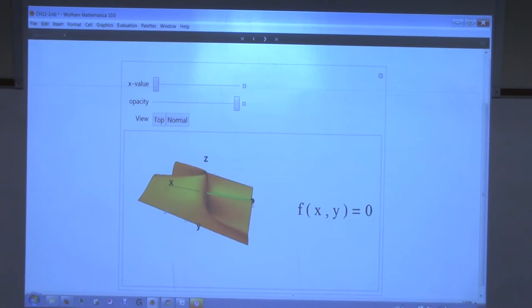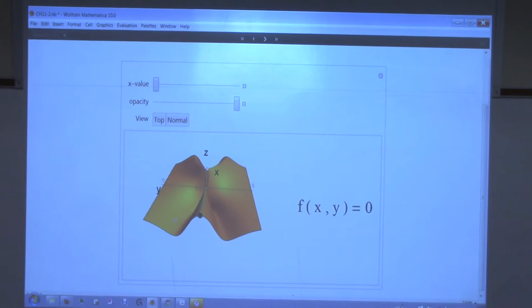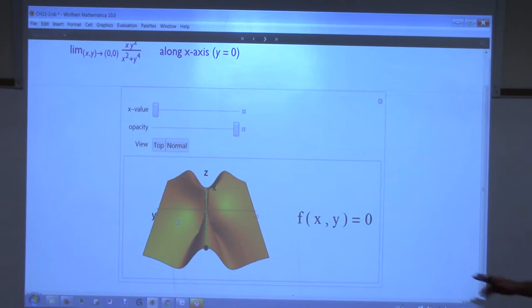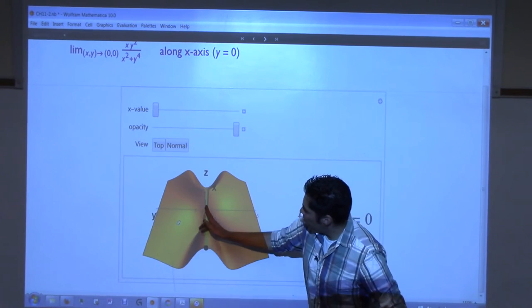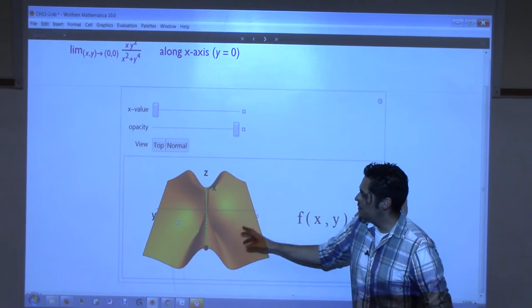So let's see. There's along the y-axis. It's 0 along the x-axis. Oh, can you see through? You can see through it, can't you? That's through. Now remember, at 0, 0, you have this undefined thing happening.